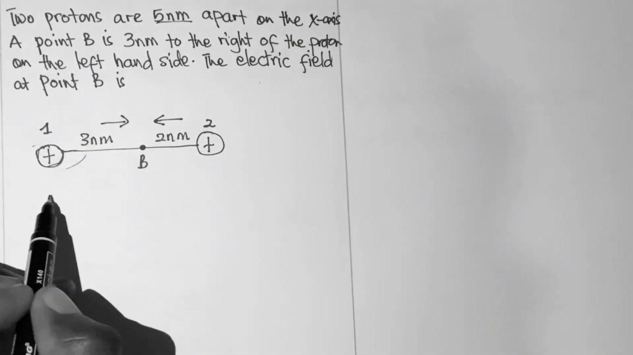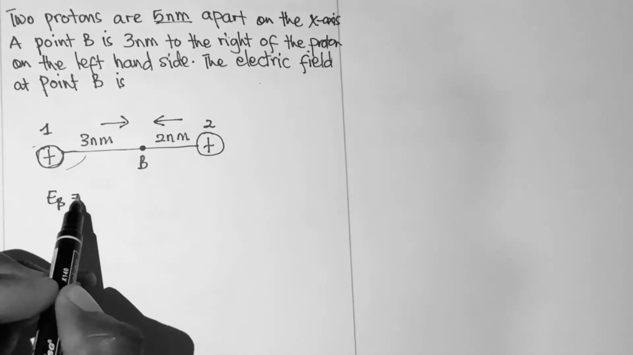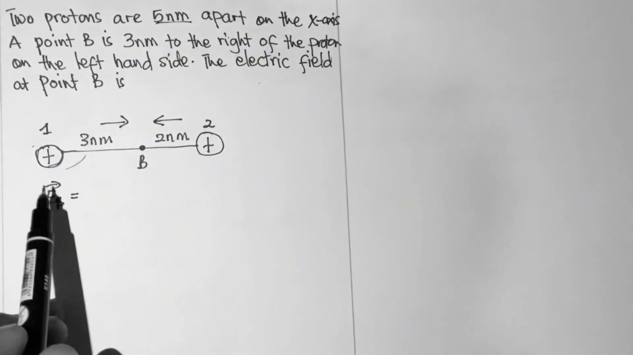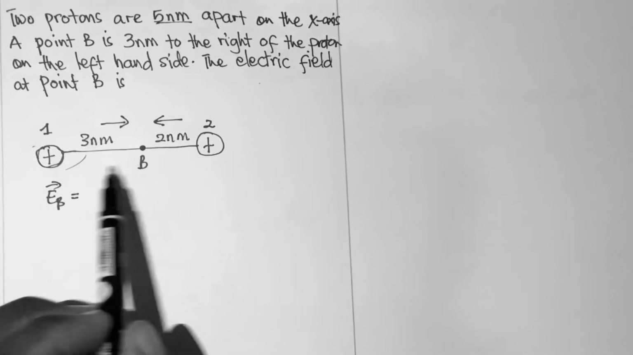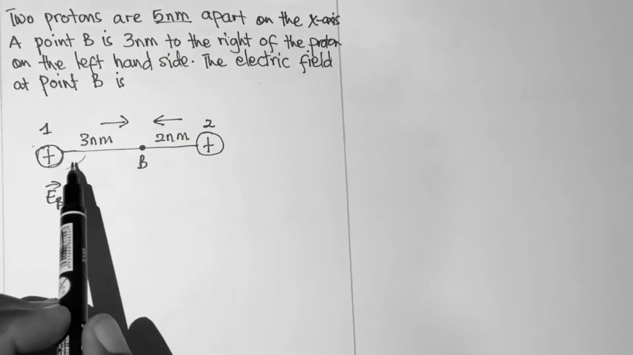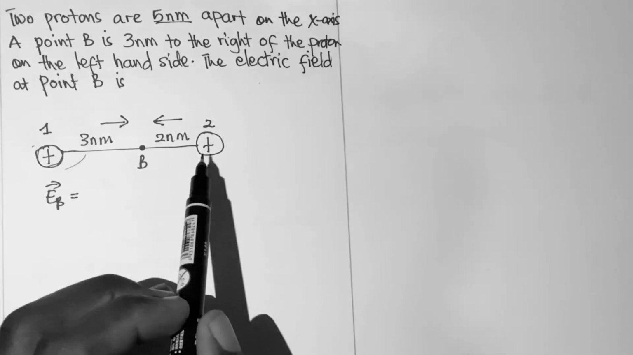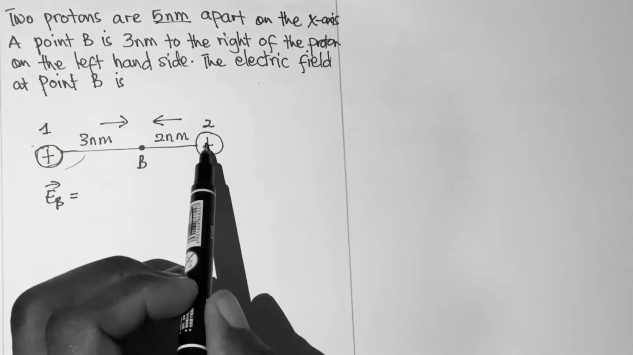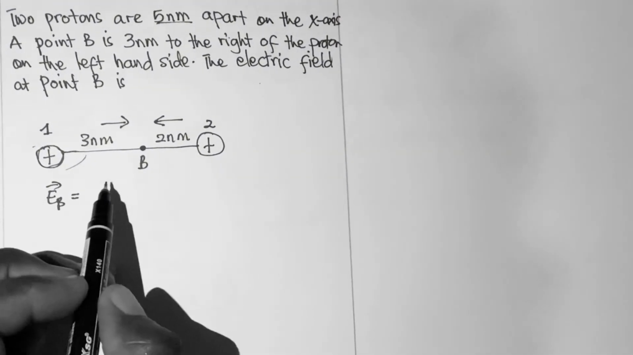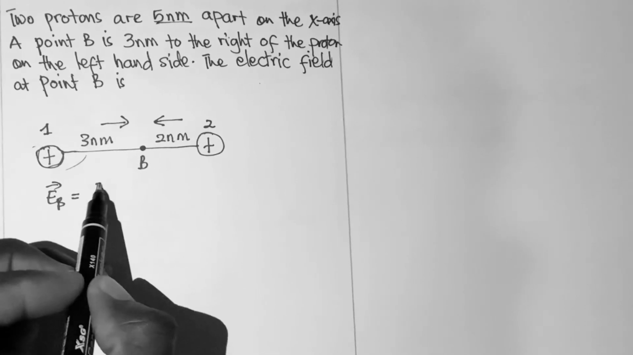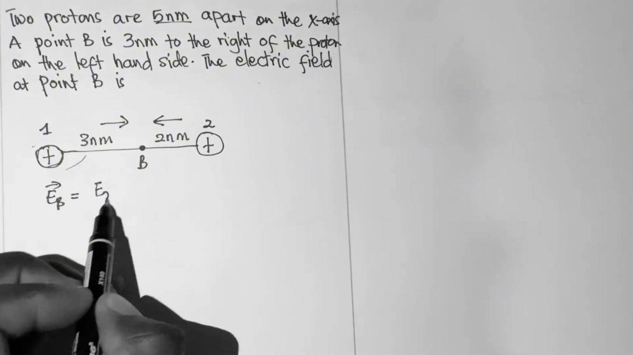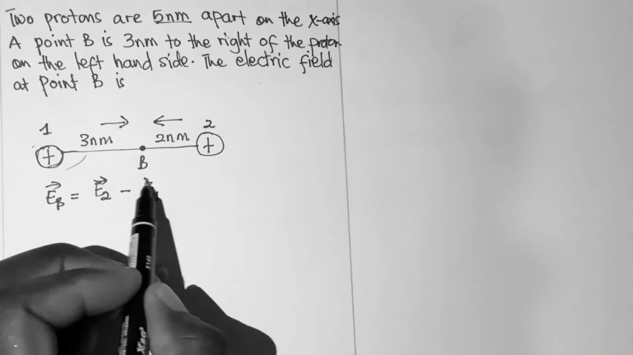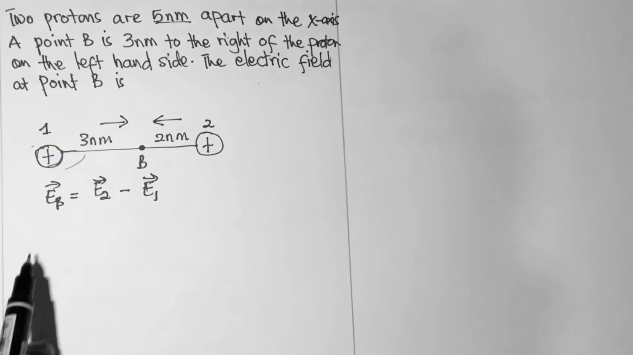So now the total electric field EB will be equal to which of these two protons will have the greatest electric field with reference to the distance. So considering the distance alone, you see that the one that is closest to B will have the greatest electric field, and that will be proton 2. So the total electric field is going to be the second proton, which is E2, then minus the first proton, which is E1.